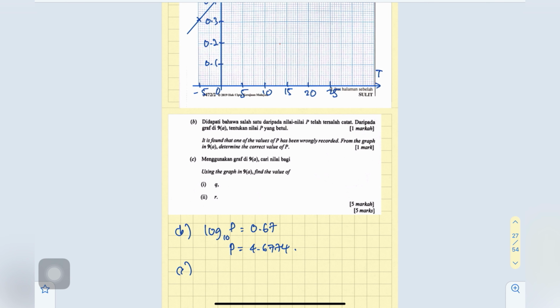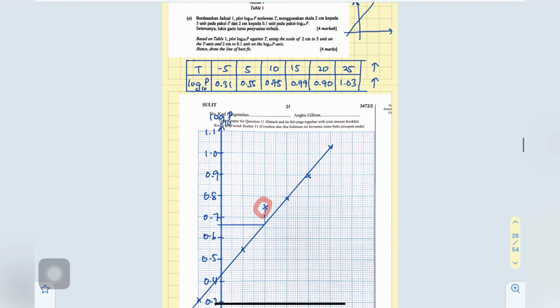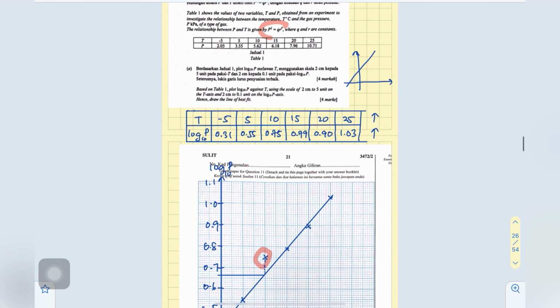Using the table in 9A, find the value of Q and R. Okay, so untuk ni memang totally you all tak boleh guna substitution. Kena guna from the graph to compare with the gradient and the intercept. Okay, before that we need to reduce the equation. Tengok equation dia, tadi dah ada bagi. Equation is this one, P squared equals to QR power of T.